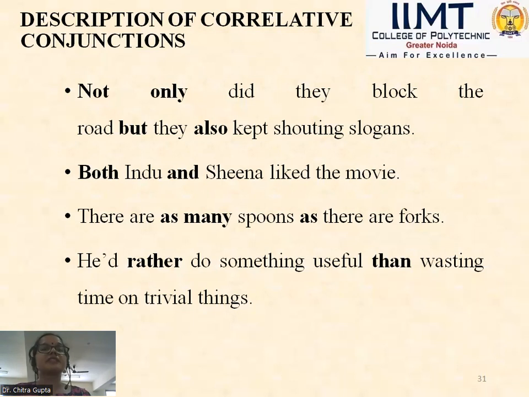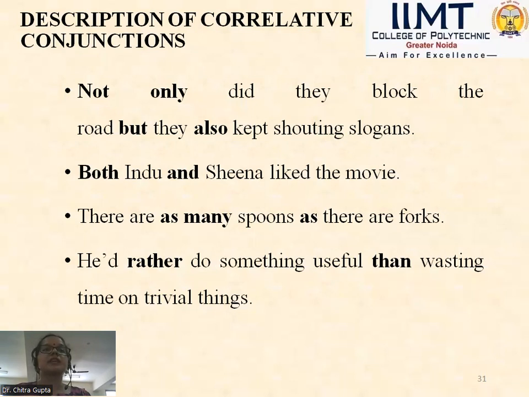Another correlative conjunction is, both Indu and Sheena liked the movie. Here in the sentence, it is saying that both the friends, both Indu and Sheena, liked the movie. Another example is, there are as many spoons as there are forks. It means there are as many spoons as there are forks in the house.